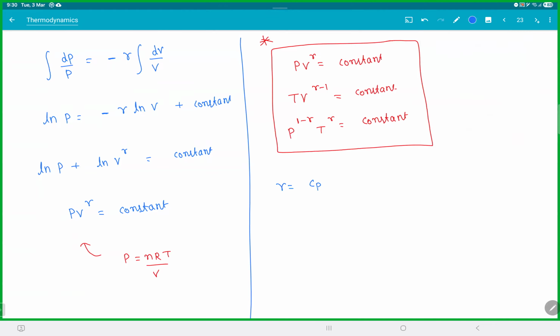And gamma is Cp by Cv. And from Mayer's relation, I know Cp is Cv plus R. This is 1 plus R by Cv. I wrote wrong there. But Cv is nothing but fR by 2. So you can remember gamma is 1 plus 2 by f. This is the formula I would prefer. If you know the degrees of freedom, you can finish off from here.